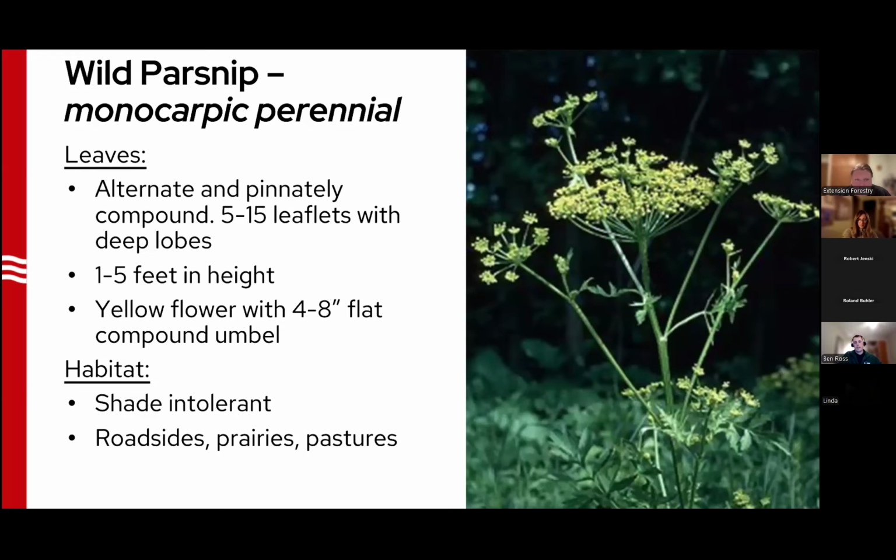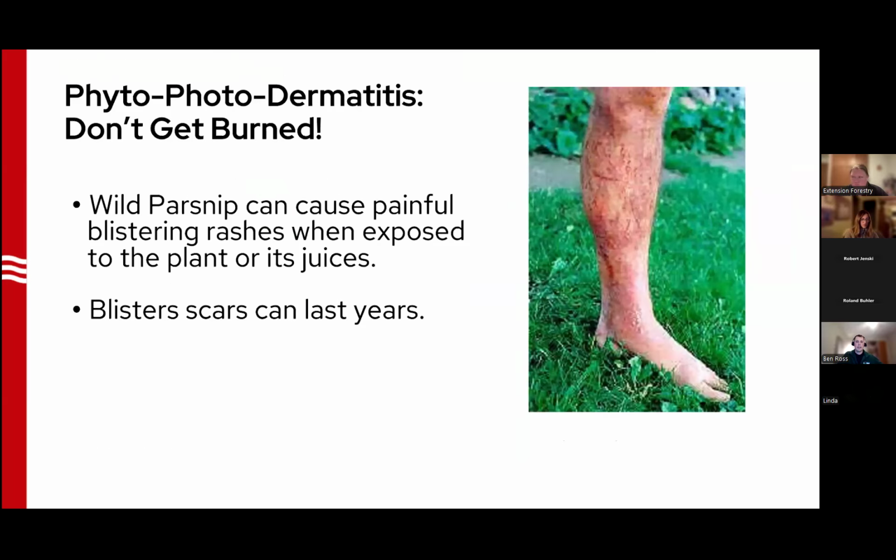Another invasive plant that you should know about is wild parsnip. This one isn't really too much of an issue with forest management because parsnip typically grows in open areas like pastures and open fields. But it can be an issue if you have a tree plantation in an open area, you might see it in there.